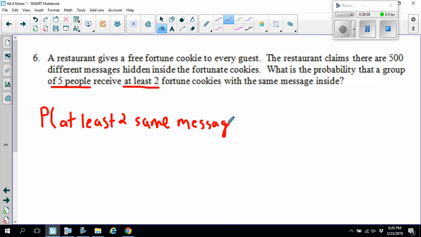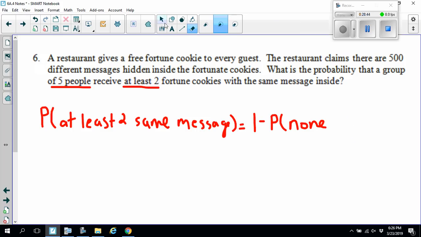That means if we're going to do the complement, we're going to have 1 minus the probability. Now, some of you might say that only 1 has the same message. But does that really make sense? Because you need to have 2 fortune cookies to actually have the same message. 1 is not going to have it. So in this case, the complement of at least 2 having the same message is actually going to be none. So none of them have the same message. So I'll just put none, same message, so I don't have to write as much.